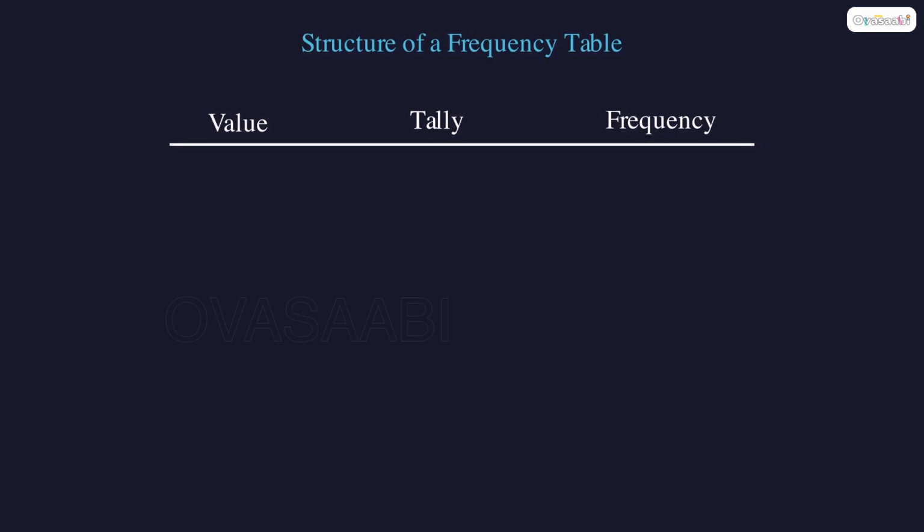A frequency table has 3 columns. The value column lists each different number. The tally column uses marks to count. The frequency column shows the total count.